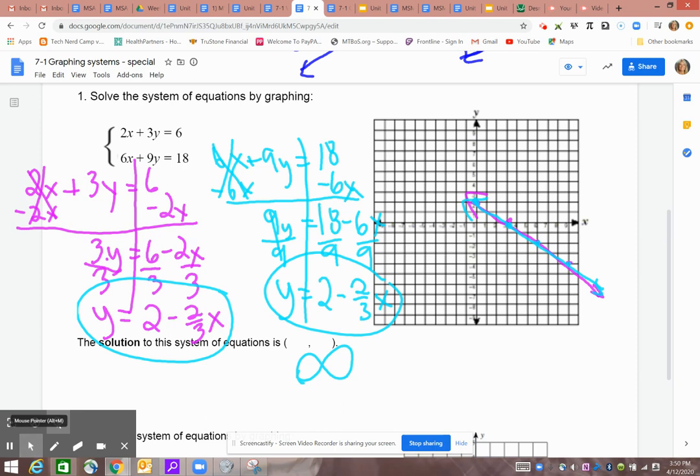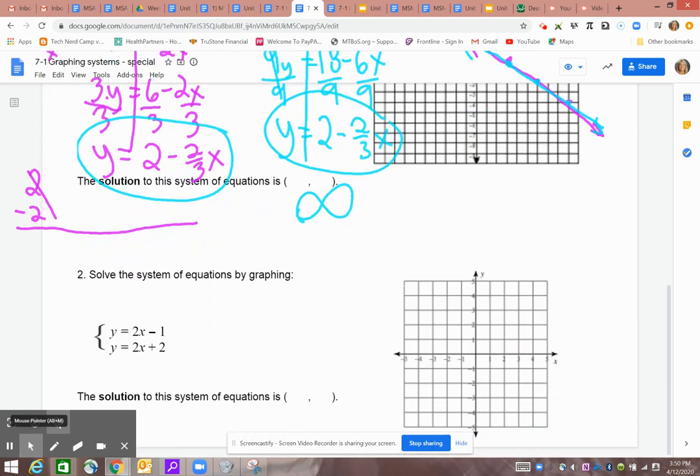Moving on to our second example. If you go to the bottom of your page, it says solve the system of equations by graphing. So here, notice I've got y equals, so that's good because I can find my slope and my y-intercept a bit quicker that way. So I'm going to just jump right into solving here. I'm going to start graphing, and I'll do purple with the first line. So my y-intercept is -1, so I'm going to find -1.